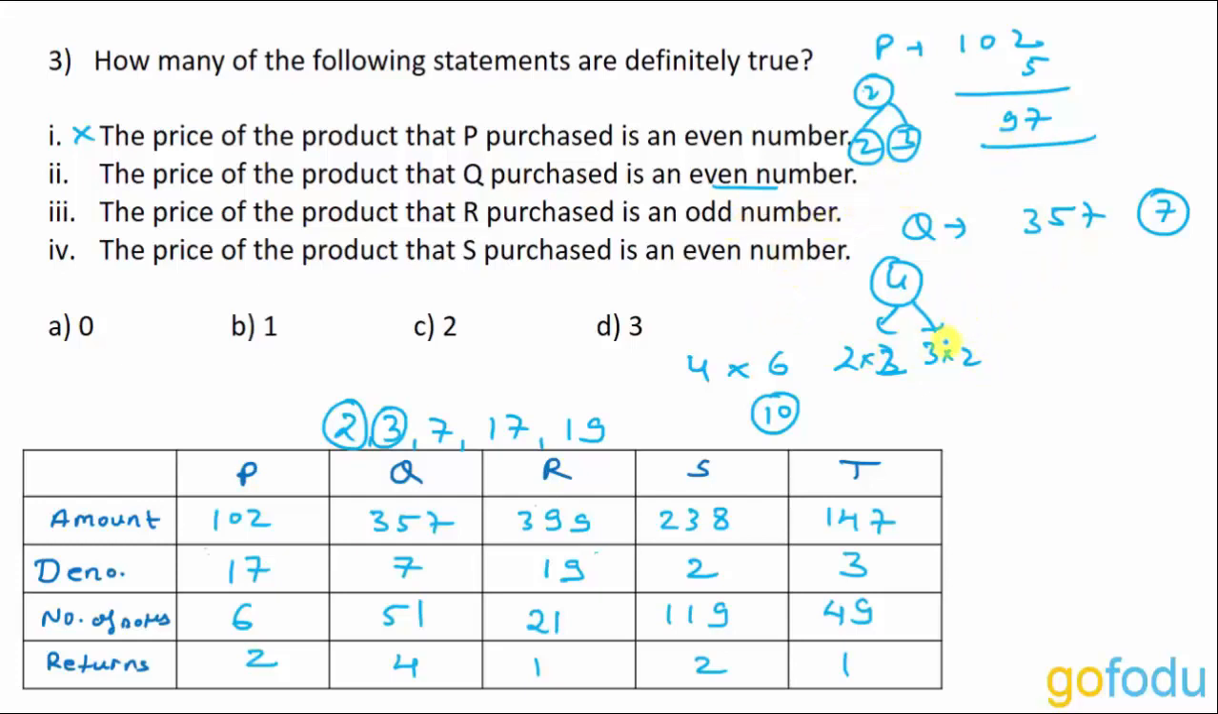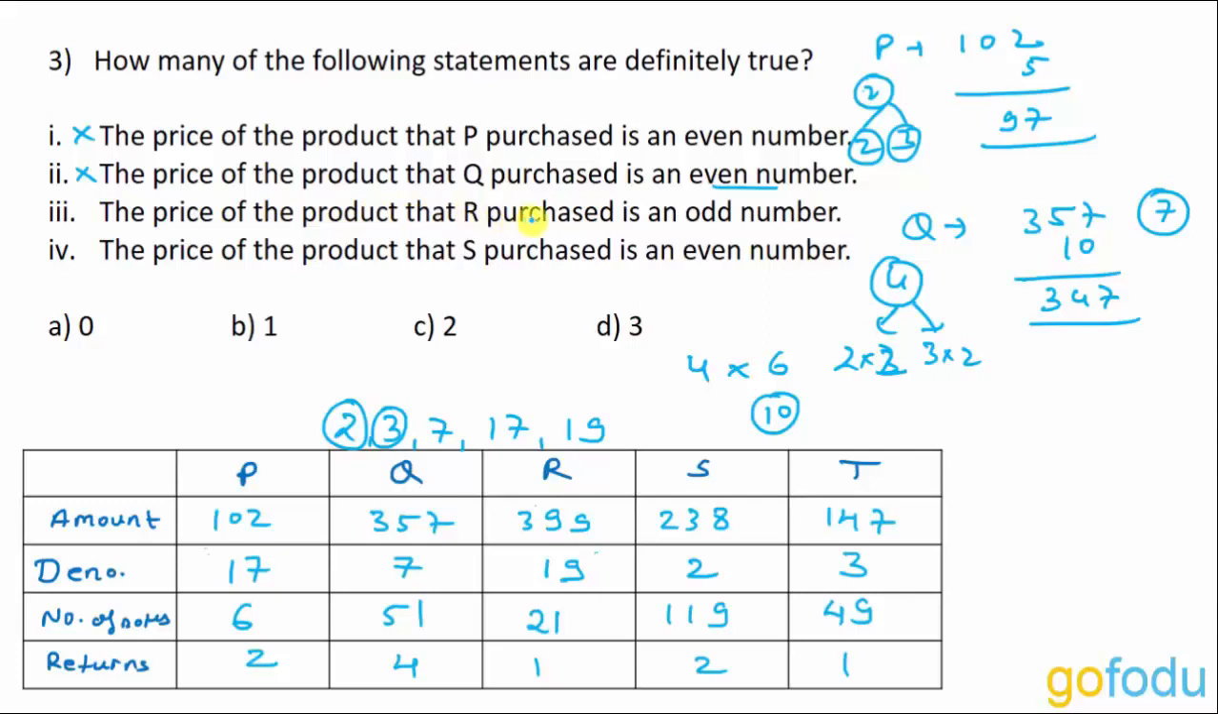particular statement. So that means he is getting 10 rupees in return, which makes the price 347, which is an odd number. So there is at least one possible combination where this statement does not hold true. So this cannot be our answer choice.